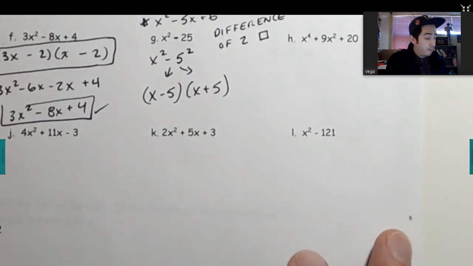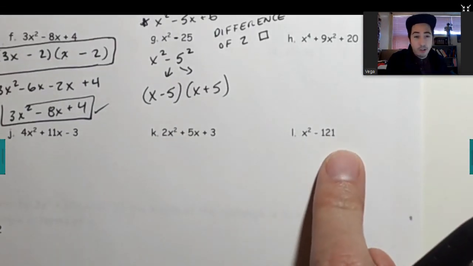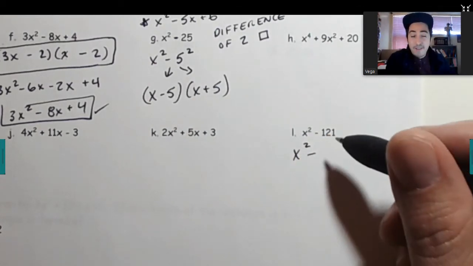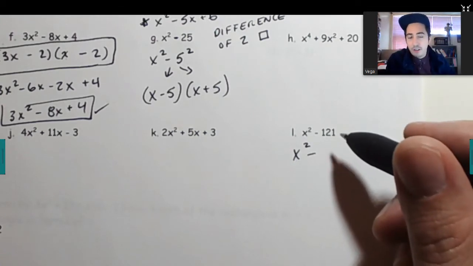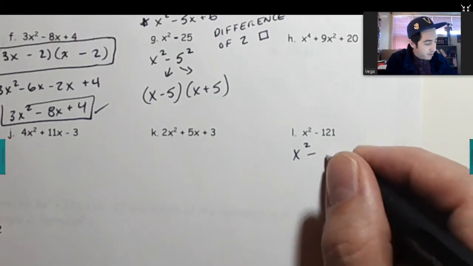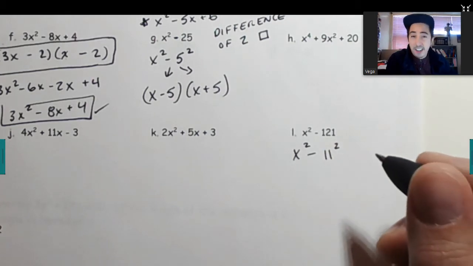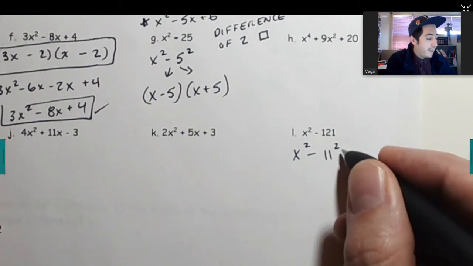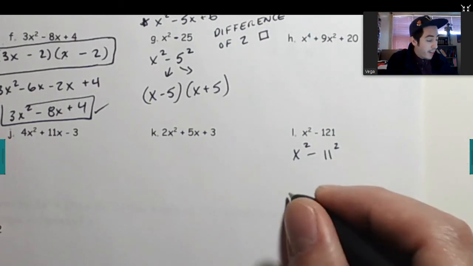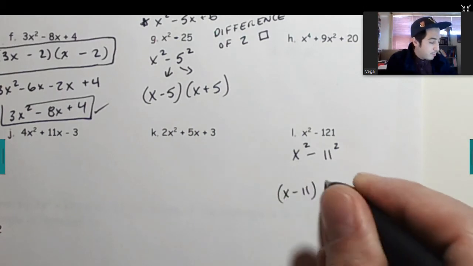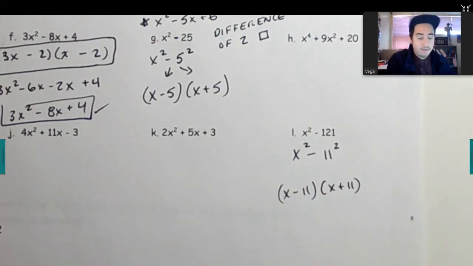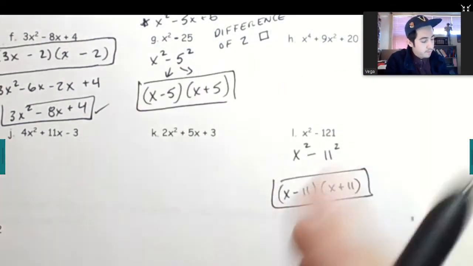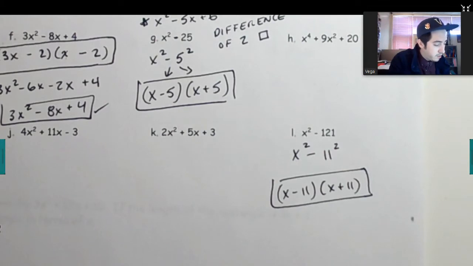Like L, for example. I see it, I automatically know it's a difference of two squares. So I know this is really x squared minus some value squared, 121. If you don't know your squares, that's 11 squared. 10 squared is 100. 11 squared is 121. So this is x squared minus 11 squared, so it factors to x minus 11 times x plus 11. Difference of two squares. That's a special case.